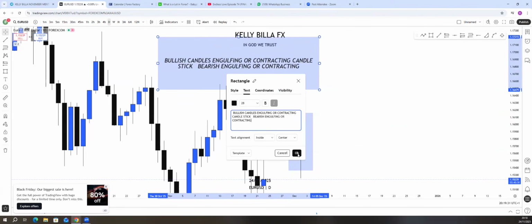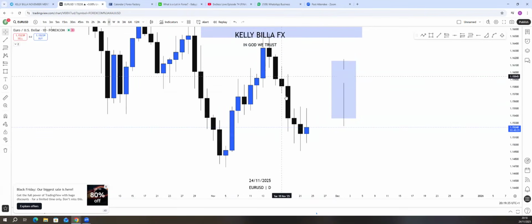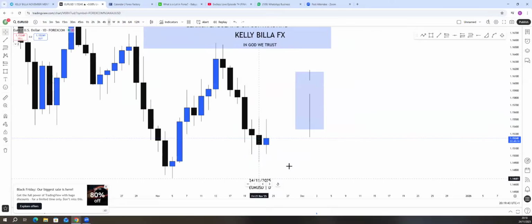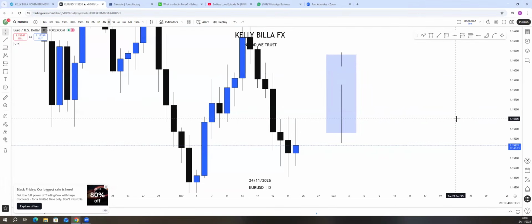Either it's engulfing or it is contracting. Now, engulfing means it is pushing to the downside with a very big body and a small wick. A very big body and a small wick. And what does it mean? It means that sellers are in the market. Remember, I told you bearishness means sell and sell and sell. When they say that the market is bearish, it means that the market has been selling. Sellers are in the market.